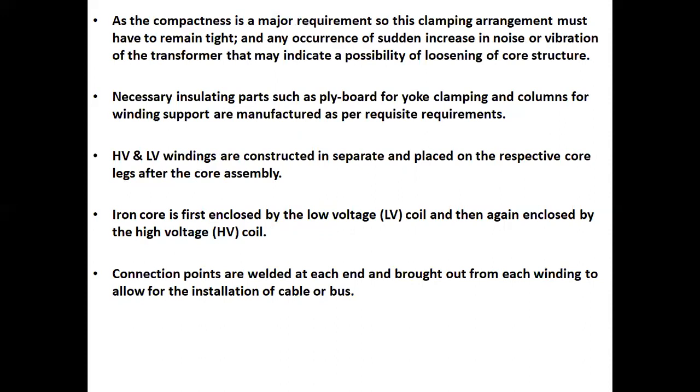HV and LV windings are constructed separately and placed on the respective core legs after the core assembly. The iron core is first enclosed by the low voltage coil and then again enclosed by the high voltage coil. Connection points are welded at each end and brought out from each winding to allow for the installation of cable or bus.